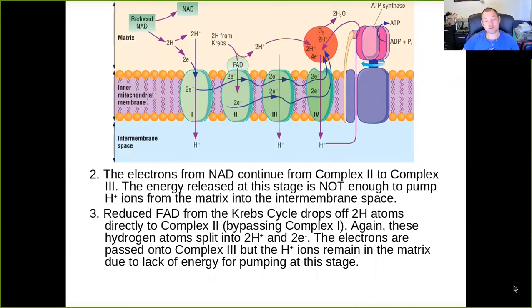Reduced FAD from the Krebs cycle drops off 2 H atoms directly to complex 2, bypassing complex 1. So there's the FAD going straight to complex 2, and therefore dropping off its 2 H atoms. Again, these hydrogen atoms split into 2 H pluses and 2 electrons. The electrons are passed on to complex 3, but the H plus ions remain in the matrix due to lack of energy for pumping at this stage.